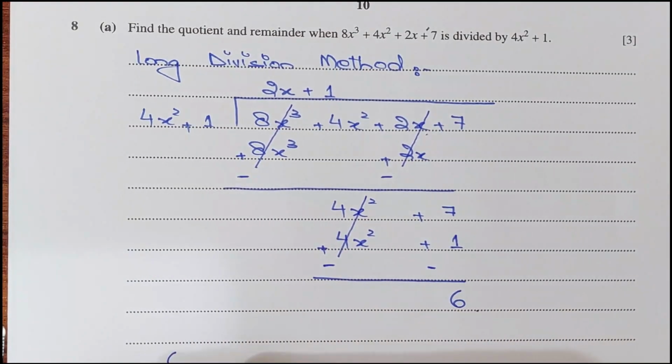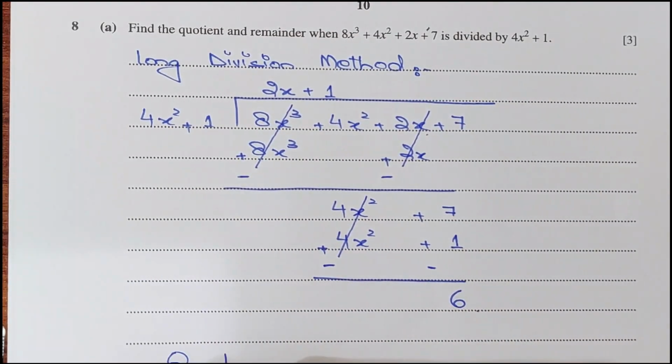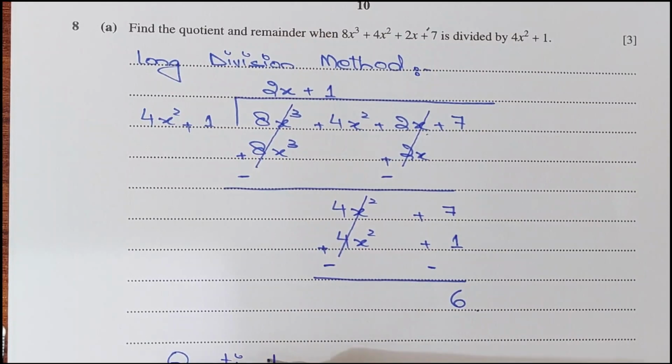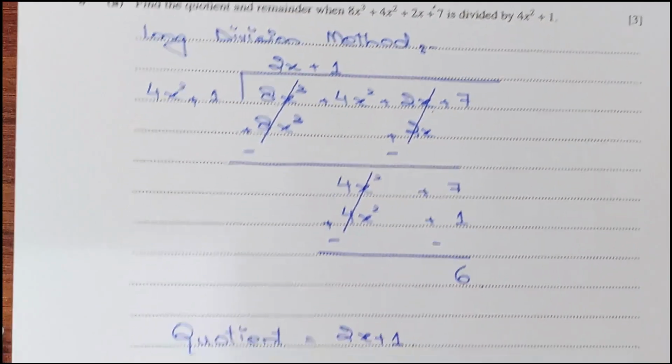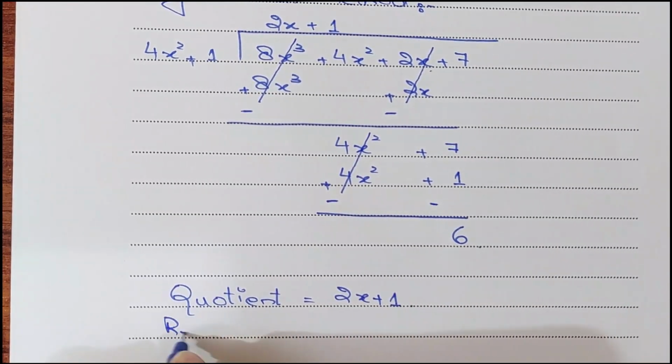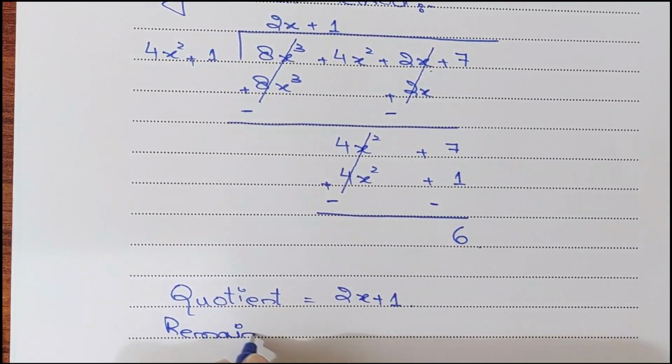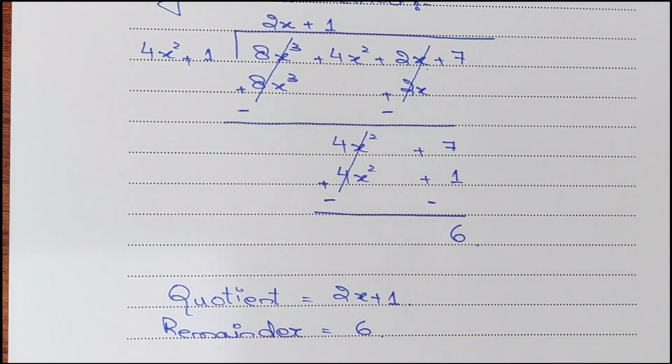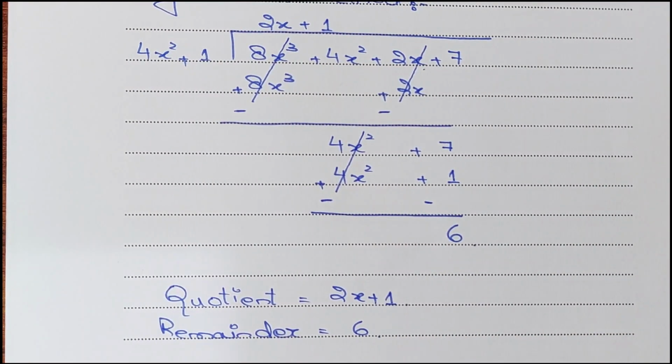So we can say that the quotient is equal to 2x plus 1 and the remainder is equal to 6 for this polynomial division.